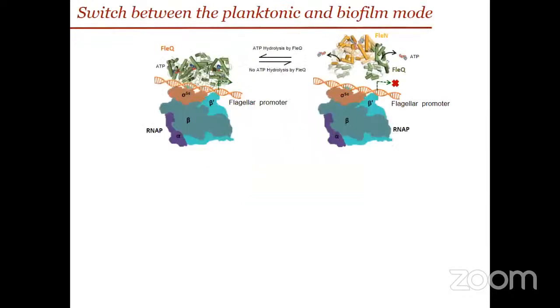So we propose this mechanism: FLEQ forms a hexamer, and this hexamer is important for transcription activation. This is DNA, this is RNA polymerase. FLEQ interacts with RNA polymerase through these loops, which are present in the center of the pore when the hexamer is formed. And this interaction is necessary for transcription activation. When FLEN binds to FLEQ, ATP is ejected out, and the loop conformation is changing, as a result of which it won't be able to interact with RNA polymerase and transcription will shut down.